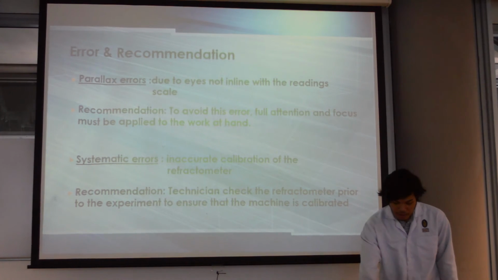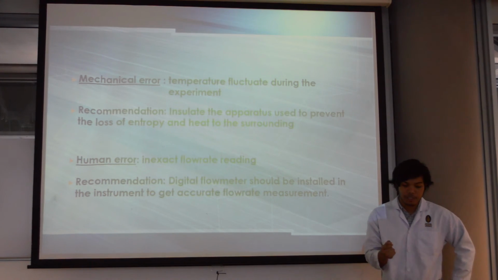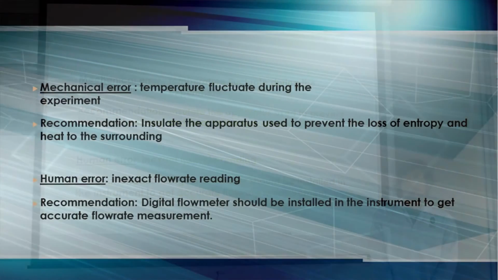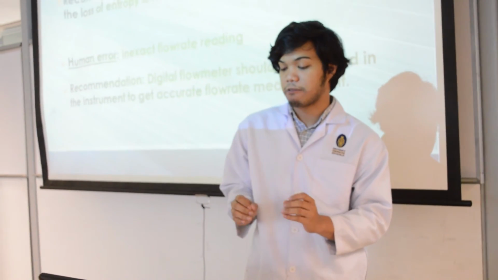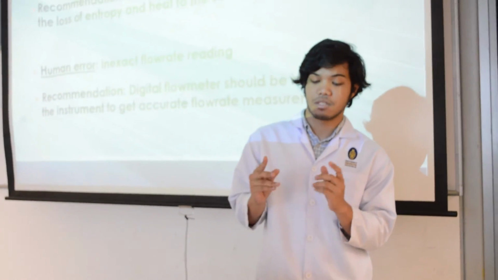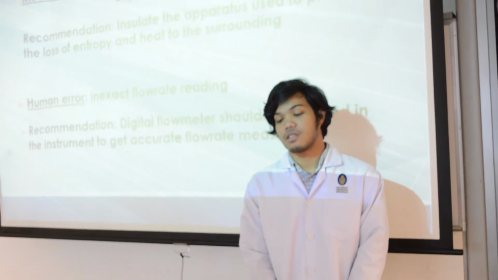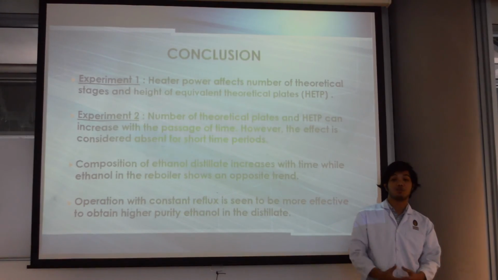Next is the mechanical error. Mechanical error happens when temperature fluctuates during the experiment. The recommendation is that we must insulate the apparatus used to prevent the loss of heat to the surroundings. Lastly, human error, which is the inexact flow reading taken by us humans. To overcome this, we recommend installing a digital flow meter in the instrument to get an accurate flow rate measurement. And now I will be concluding the experiment.